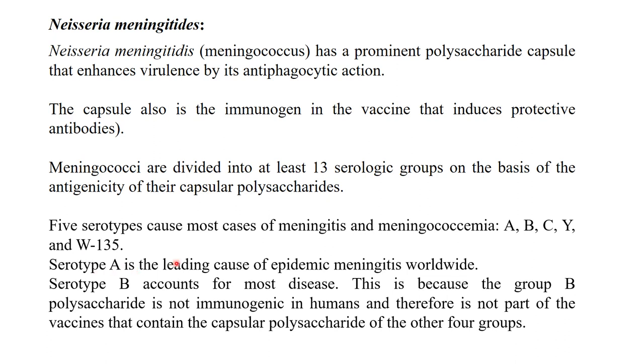Serotype A is the leading cause of epidemic meningitis worldwide. Serotype B accounts for the most disease. This is because the group B polysaccharide is not immunogenic in humans and therefore is not part of the vaccine that contains the capsular polysaccharides of the other four groups.